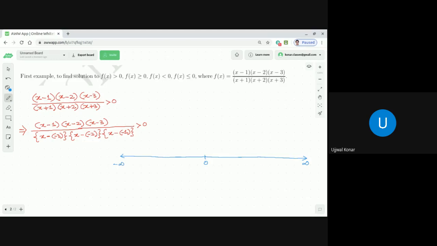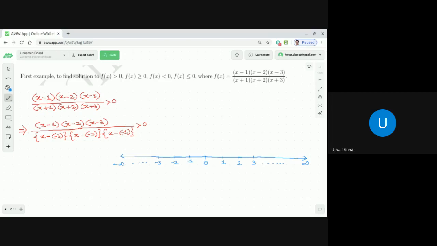Now, what are the points here for which the numerator is 0 and the denominator is 0? Numerator is 0 for 3 points, 1, 2, and 3. So we need to mark these 3 points here. So this is the point 1, this is the point 2, and this is the point 3. And the denominator is 0 for which 3 points, dear students? It is minus 1, then minus 2, and minus 3. And dot dot dot, it goes up to minus infinity, and on the right-hand side also it goes up to plus infinity.